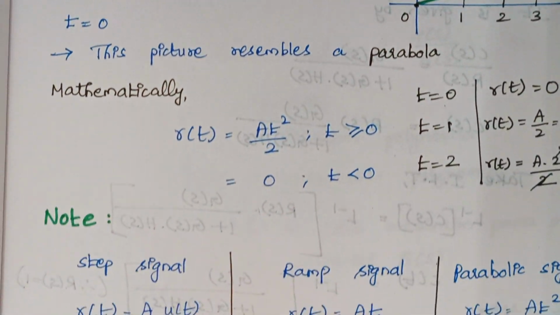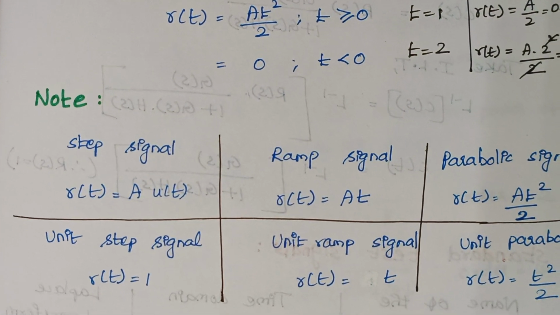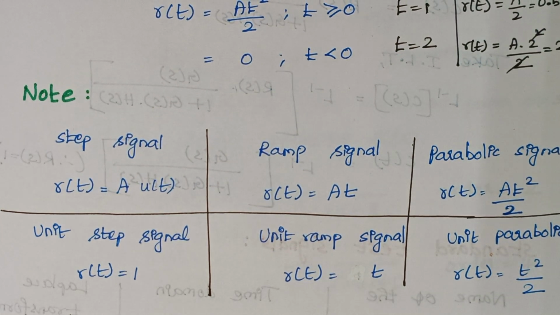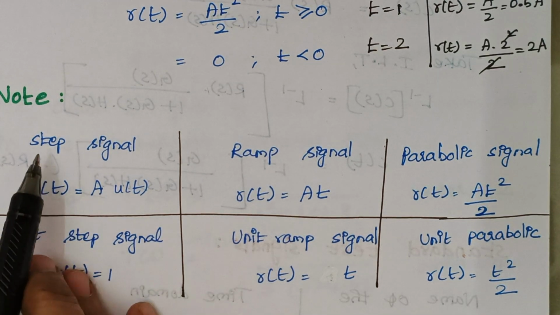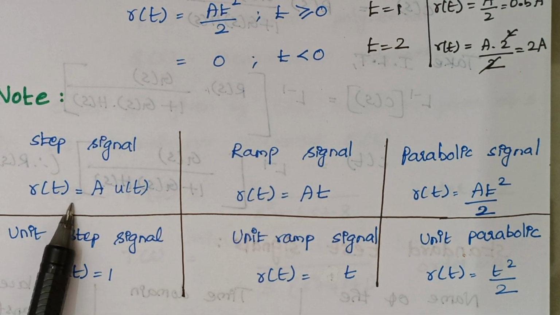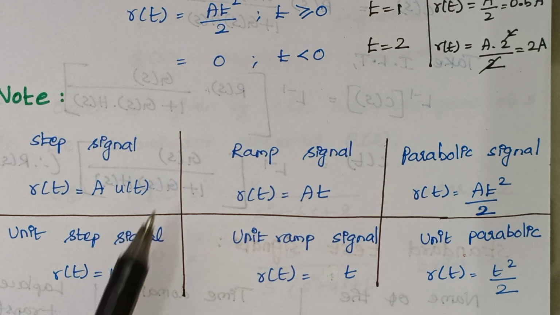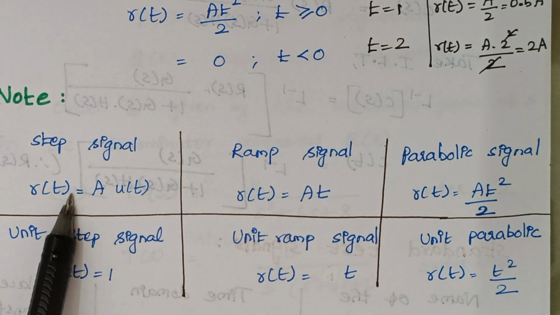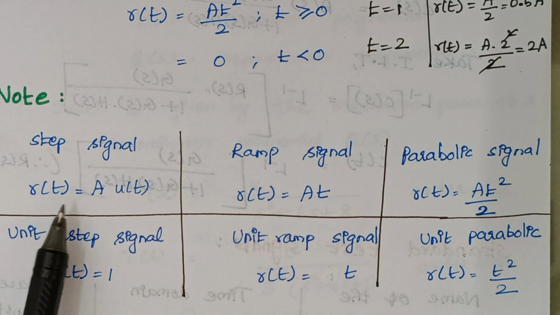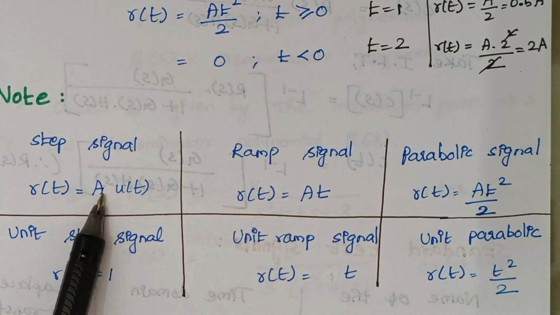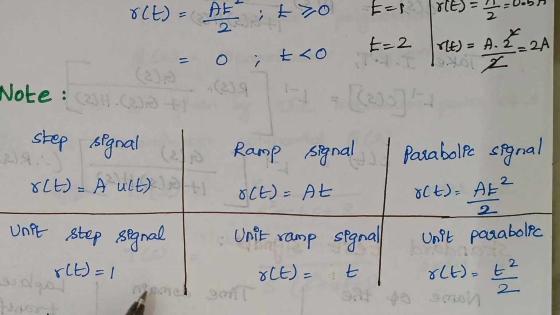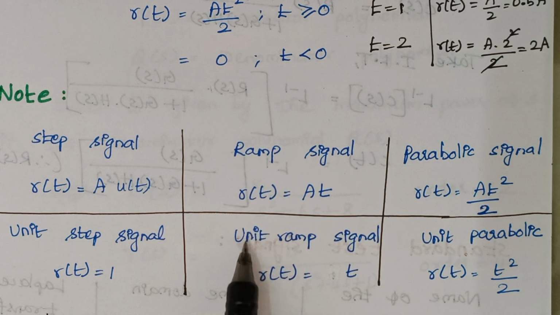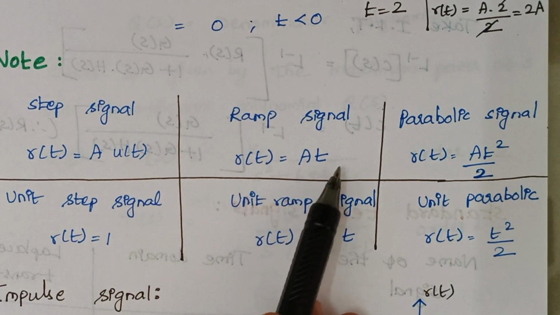And the next thing is, now I am going to tell you what is meant by unit step signal, unit ramp and unit parabolic signal. So for the step signal, the value is r of t is equal to a into u of t. Unit is nothing but the magnitude value is 1. So the value of a becomes 1. So here you will have r of t is equal to 1 into u of t, which is nothing but 1. And for the ramp signal, r of t is equal to a into t.